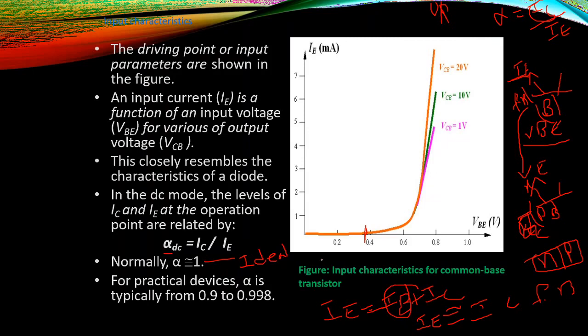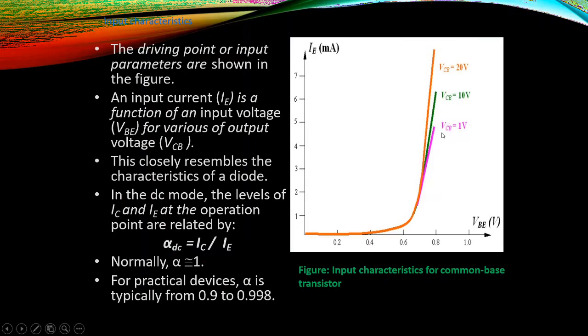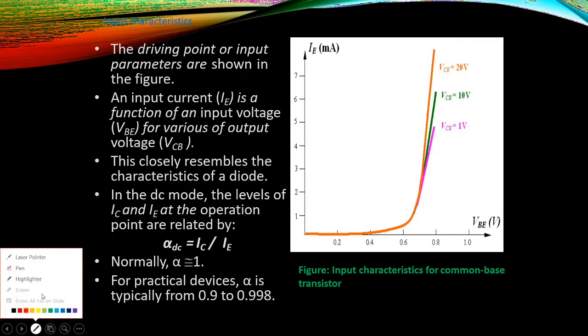But practically it is not, since practically the IB current will not be equal to 0. A small amount of current is going to be present, so the alpha value cannot be equal to 1. It ranges from 0.9 to 0.998. Whenever we increase VCB, the reverse bias voltage, the curves move towards the horizontal. How this occurs, we will discuss.